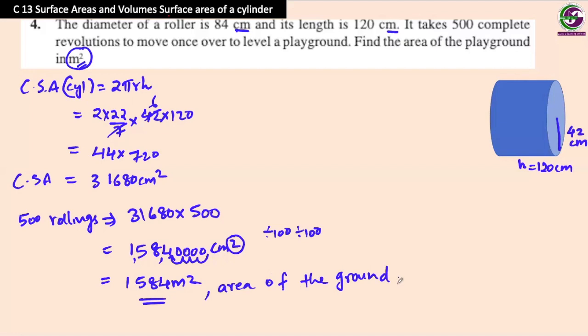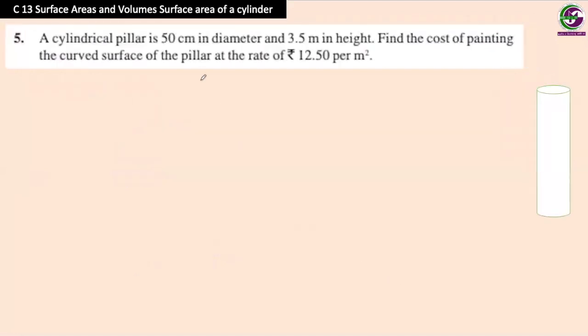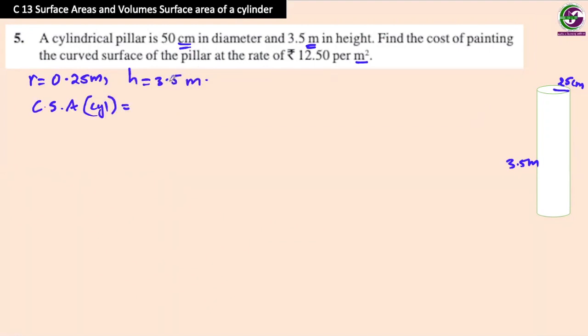Great. Moving on to question 5. A cylindrical pillar is 50 centimeter in diameter, which means the radius is 25 centimeter, and 3.5 meter in height. So make sure to convert the units. Find the cost of painting the curved surface area at the cost of 12.5 per meter square. So radius is equal to 25 centimeter, which is 0.25 meter, and the height is 3.5 meter.